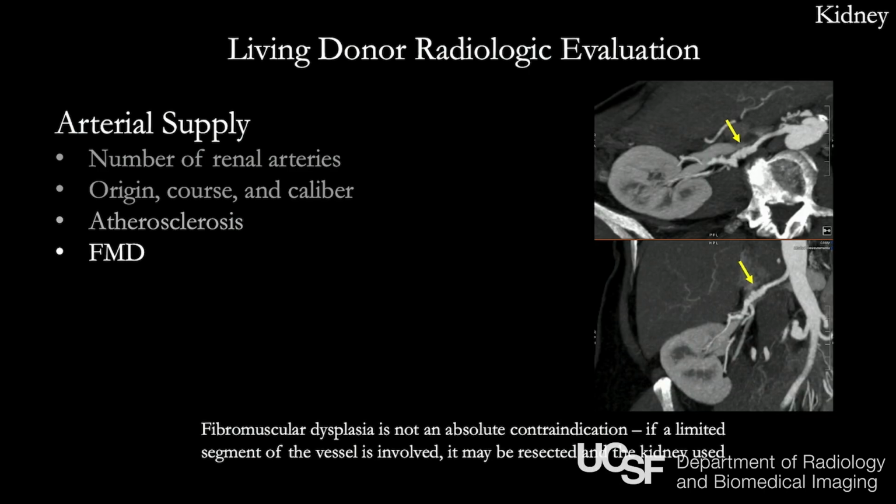Fibromuscular dysplasia is not terribly uncommon in the renal arteries, and it's got this classic beaded appearance here in this medial fibroplasia type of case here. It's not an absolute contraindication, contrary to what most people think, and if a very limited segment of the vessel is involved, it can sometimes be resected and the kidney still used, but our surgeons do want to know about this.